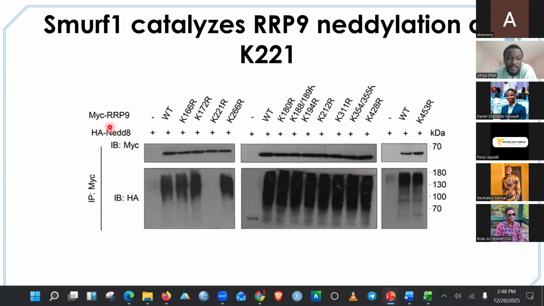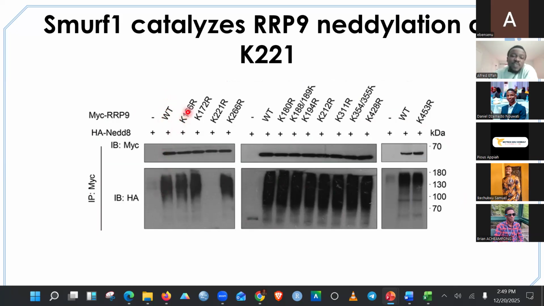So here, NED8 is present in all of them. We have the RRP9. Here, this is just a negative control. There's no RRP9 here, so we shouldn't see any band here. This is our wild type. Wild type in the sense that we still have the normal lysine residues on it. We have not changed any of the lysine residues. It's still lysine, so we should see the band. This is kind of a positive control.